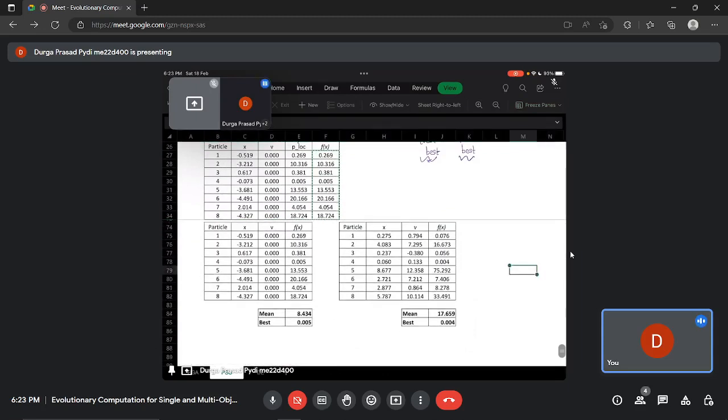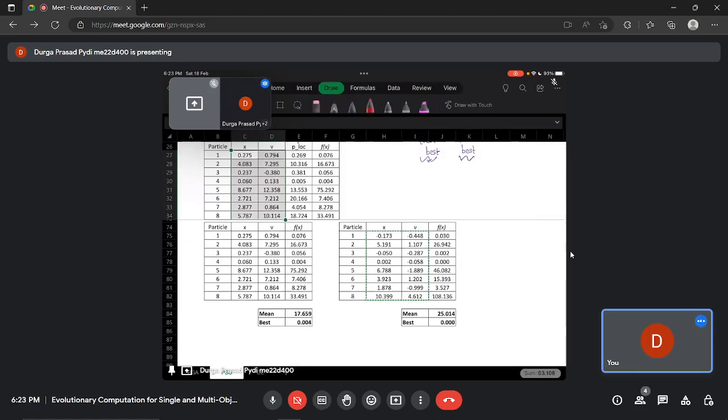So these are the values I obtained after the update, and then I copy these values and update these new values, and repeat it again and again till you reach convergence. You can see here how the best value has come down to a value close to 0. Though the mean has increased, the best value has decreased.